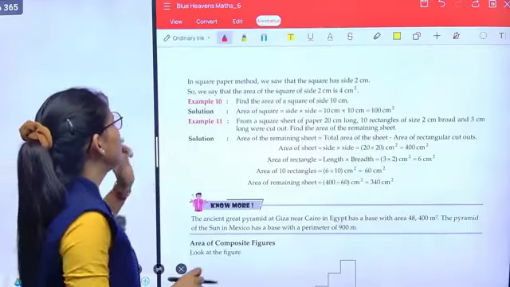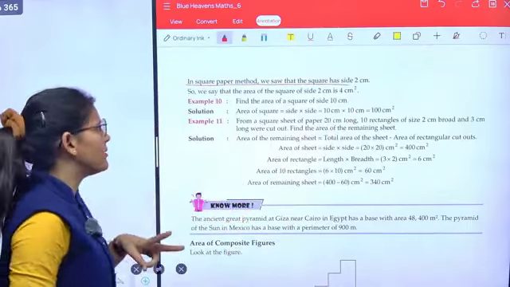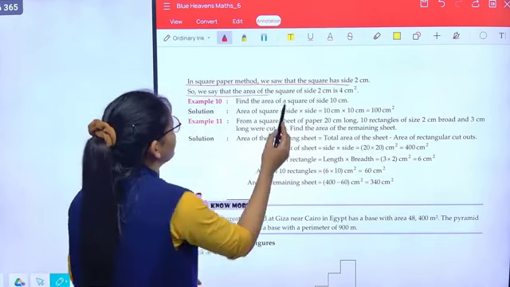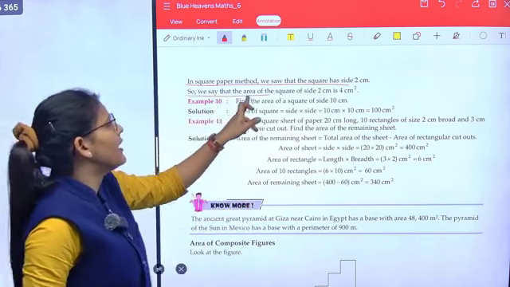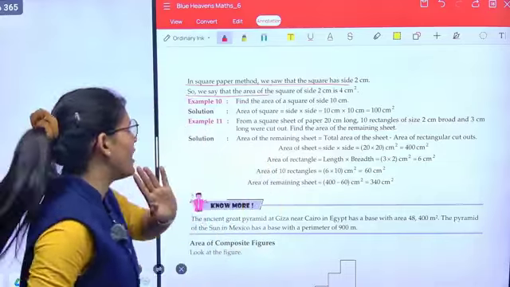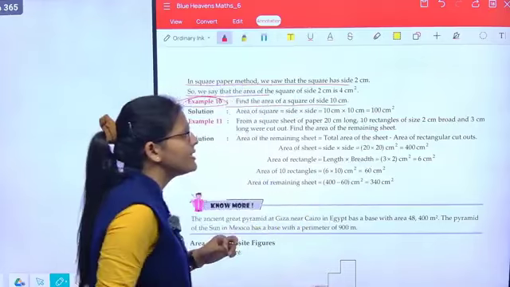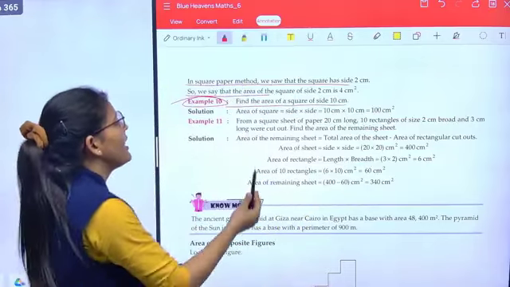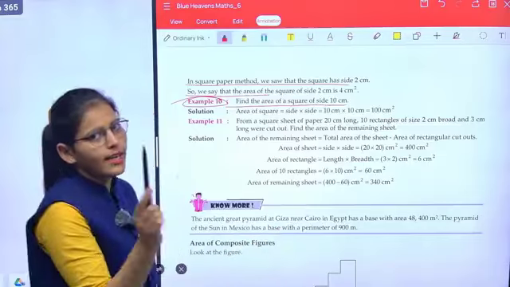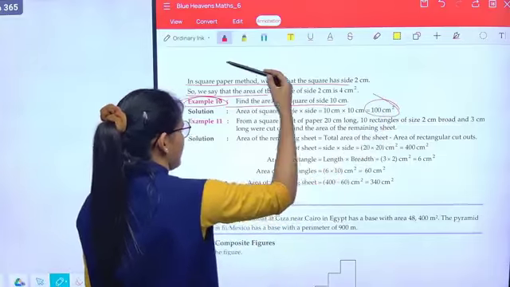Now in the square paper method we saw that the square has side 2 centimeter. So we say that the area of a square of side 2 centimeter is 4 centimeter square. Now class, come on, example number 10. Find the area of a square of side 10 centimeter. So we know that area of a square is equal to side into side. 10 centimeter multiplied by 10 centimeter is equal to 100 centimeter square.